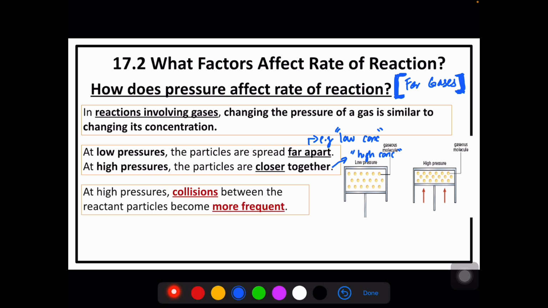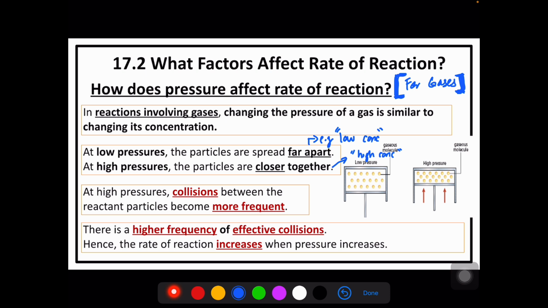So at high pressure, because they are closer together, collisions become more frequent. But most importantly, the frequency of effective collision increases. So we see this term again. You keep seeing us phrase it in this manner: higher frequency of effective collision, therefore rate of reaction increases. Because that is the proper way to explain how different factors affect the rate of reaction.